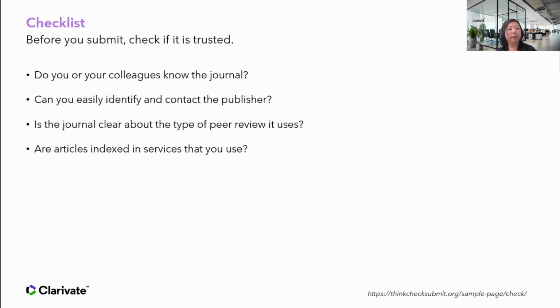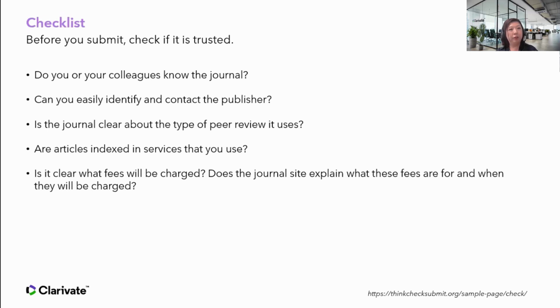Next, are articles indexed in services that you use? So I'm not talking about Google. Google has everything under the sun, right? But what you want to see is whether services like the Web of Science, Journal Citation Reports includes these articles from the journals that you are potentially going to submit to, right? Because Web of Science does a curation process. So the sources that we use are already screened and curated for quality, and they are all trusted sources.